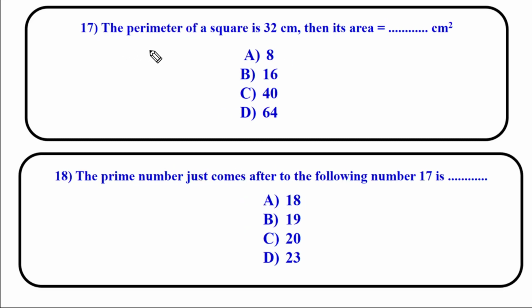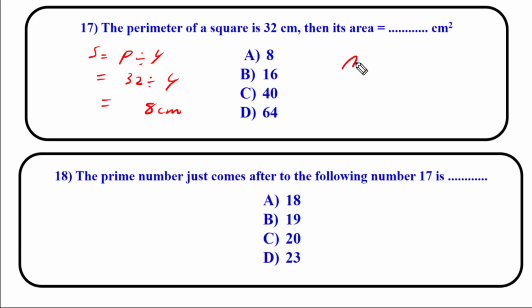Number 17, the perimeter of the square is 32 centimeters. Then its area equals what square centimeter? Now to find its area, you must have its side length. To find its side length, guys, we will just divide the perimeter by 4, because the perimeter equals what, guys? Equals its side length times 4. Now side length equals 32 divided by 4. We studied before, equals 8 centimeters.